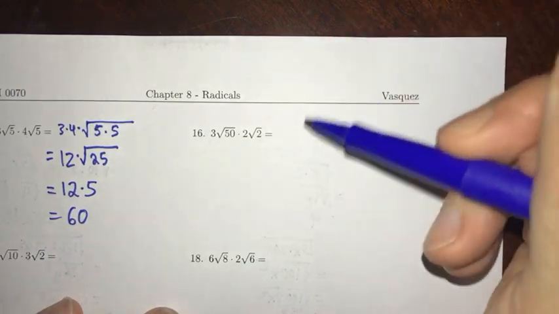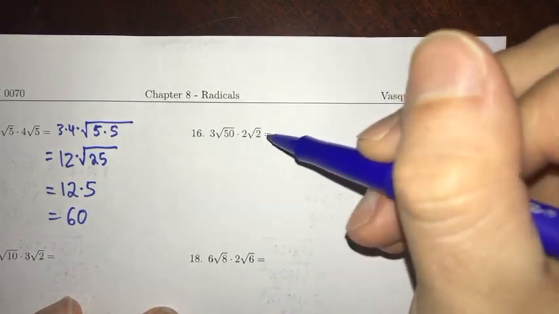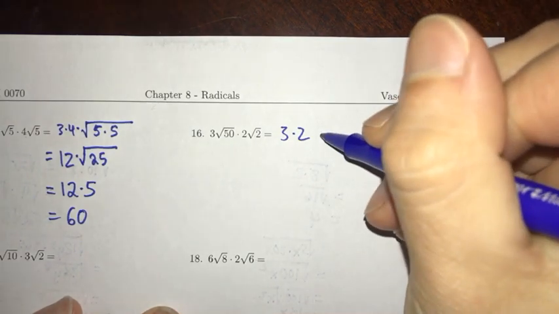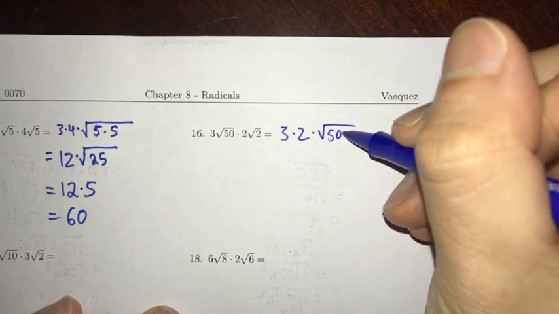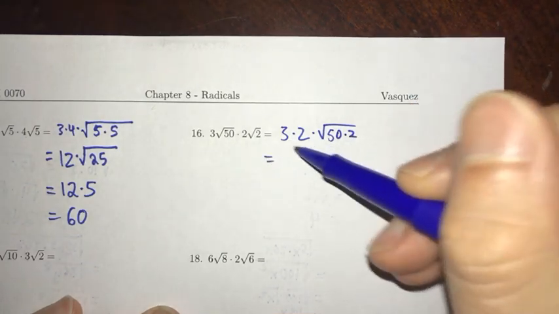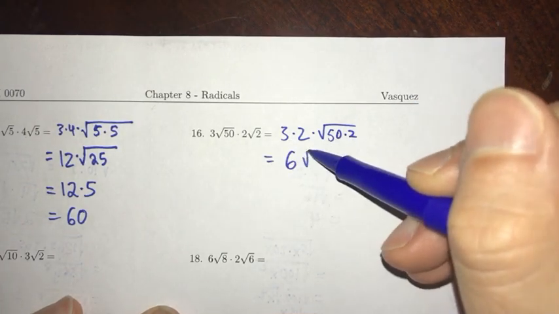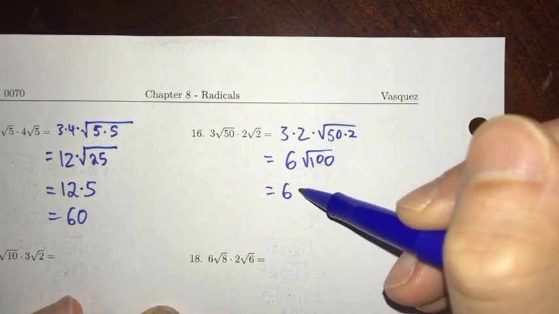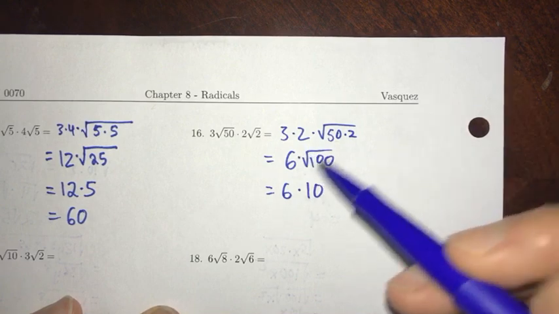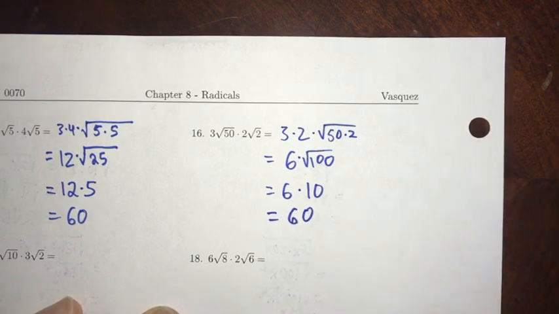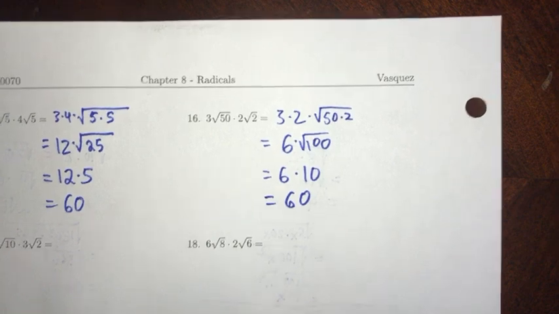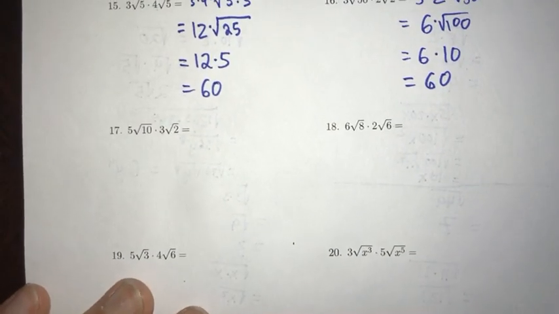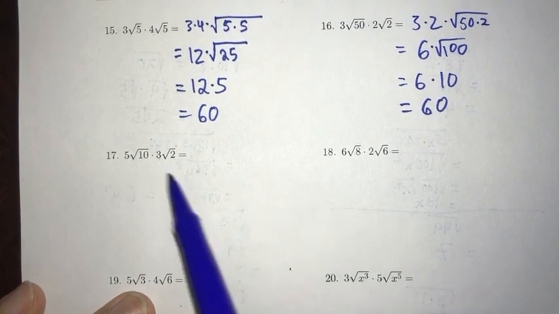Let's look here. Again, I can multiply the numbers on the outside together, 3 times 2. I can multiply the roots together, 50 times 2. Let me multiply those together. 3 times 2 is 6. 50 times 2 is 100. And the square root of 100 is 10. So I'm going to put times 10. 6 times 10 is, hey, it's 60 again. Let's do another one here.